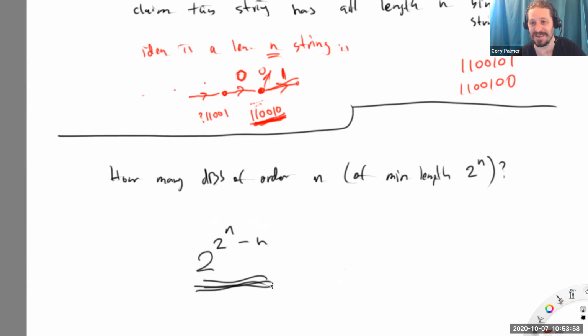But not every 0 1 string of length 2 to the n works, right? You can definitely come up with ones that are not. That's why there's this minus n in the exponent, right? 2 to the 2 to the n would literally be every single way of writing a length 2 to the n string. They can't all work. So there's that many not there.